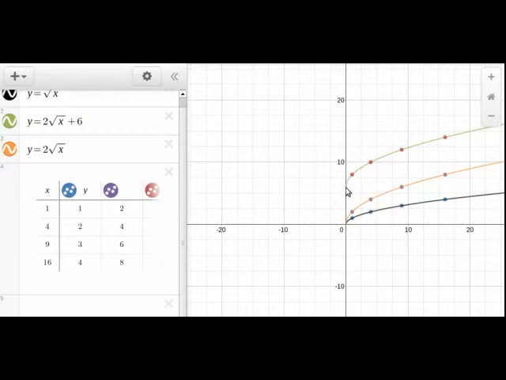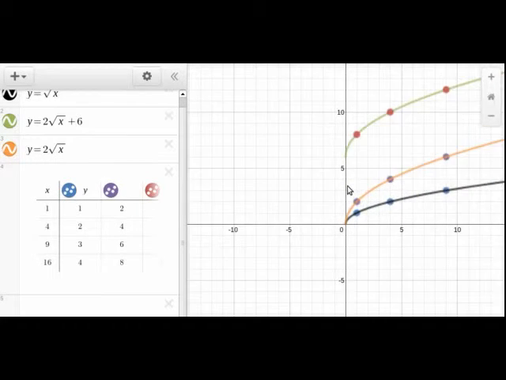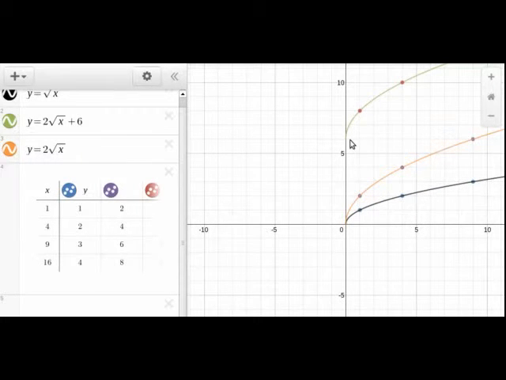Our domain here, you notice they always start down here. Our original domain started at 0, 0. This one will start at 0, 6. So our domain is all real numbers greater than 0. And our range is also anything greater than this point. So in this case, it's anything greater than 6 because we shifted everything up by 6. And that's it. That's all there is to transforming square root functions.